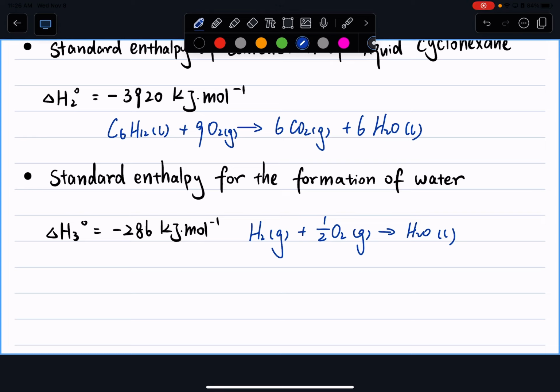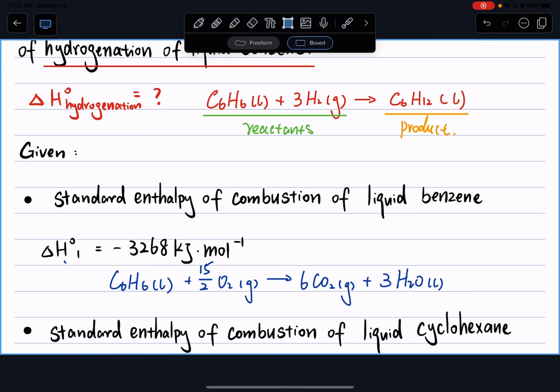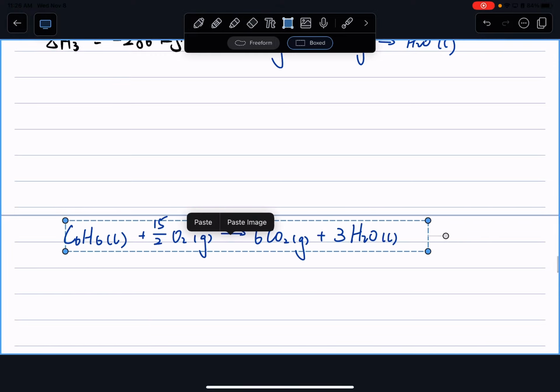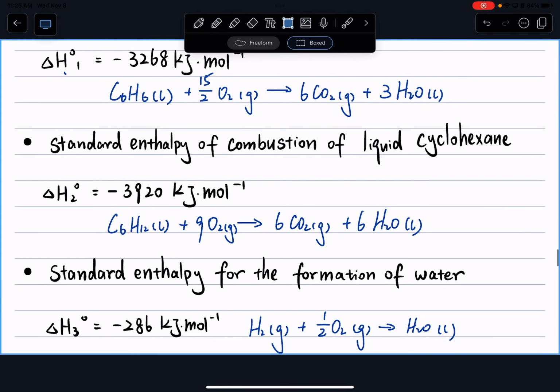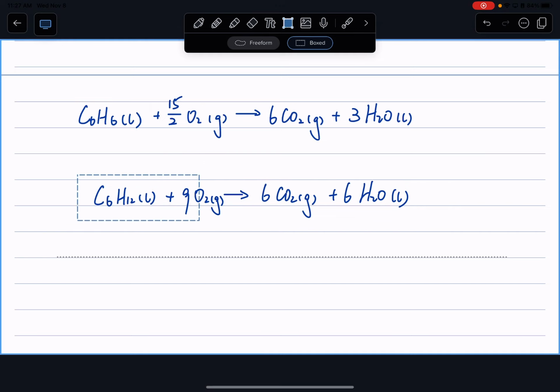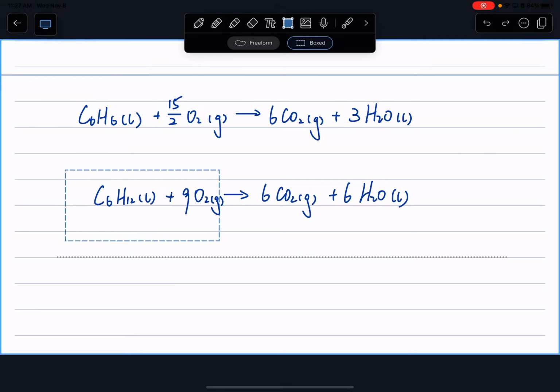All right. And now we're looking at the overall reaction. What do we have here? We want to have our benzene on the reactant side. So this one is one of the reactions we want to write down. So that's our first reaction. We want to have our benzene on the reactant side, and then we want to have our cyclohexane on the product end. So we're talking about the reverse of this reaction. So I'm just going to move it to the other end.